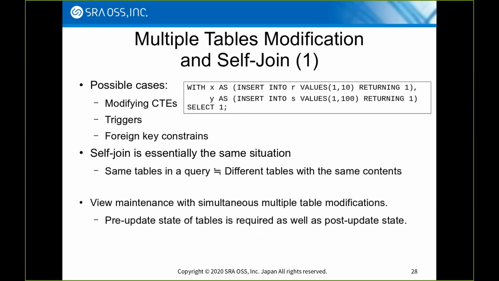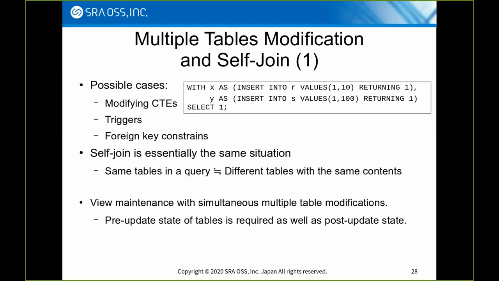Next, I'll explain about simultaneous modification of multiple tables. This is possible when modifying CTEs, triggers, or foreign key constraints are used. Note that self-join is essentially the same situation, since the same tables in a query can be regarded as different tables with the same contents.